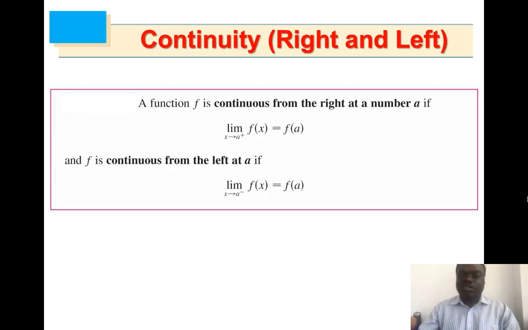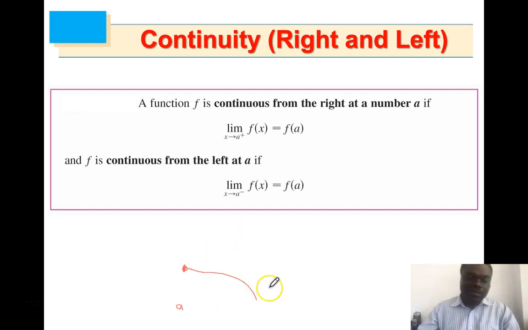Sometimes we will also talk about continuity from the right or continuity from the left. A function is continuous from the right of a number a if the limit from the right is equal to the value of the function. So if you have the point a here and this function comes to here, the limit from the right is the same as the value of the function at that point. So the function is continuous from the right.